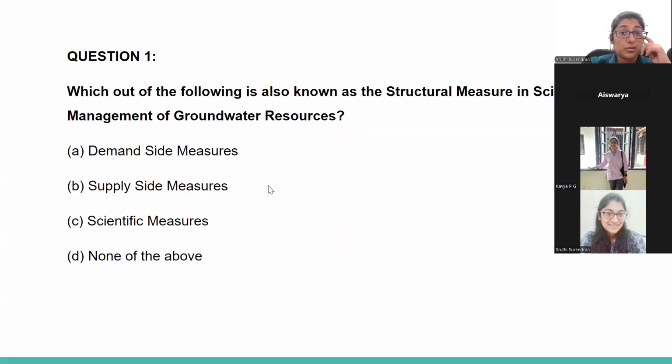Which out of the following is also known as the structural measure in scientific management of groundwater resources? Are these the demand side measures, supply side measures, scientific measures, or none of the above? You can drop in your answers in the chat box, and then after that, I'll go into the explanation.